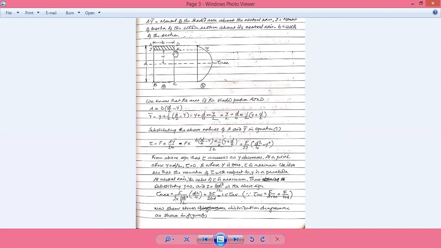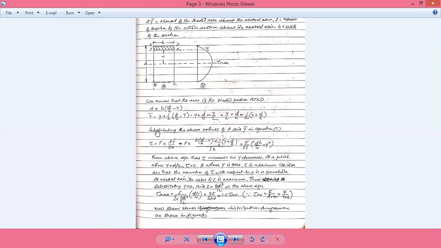Depth is equal to D by 2 minus y itself. D by 2 is the depth from here to here, and y is the depth from here to here. This is the neutral axis. So the difference between these two depths gives you the depth of the section ADKJ.